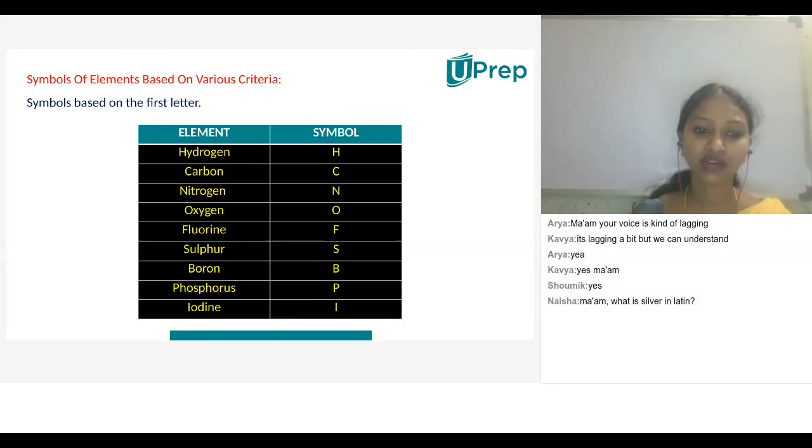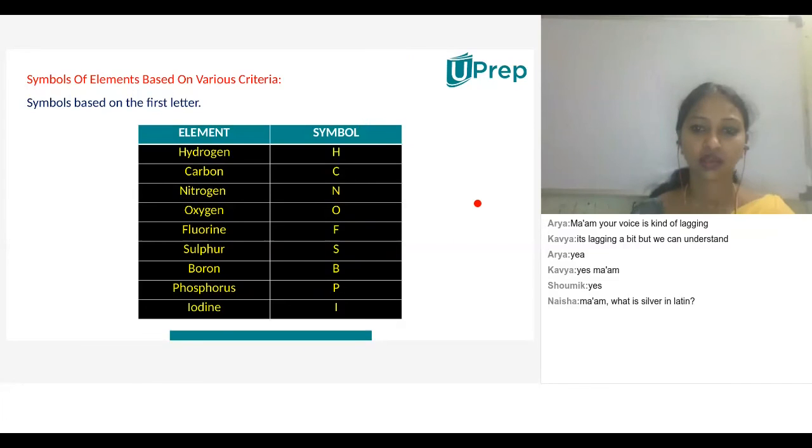the Latin name. What is the Latin name of silver, dear? We discussed it in the last session. Argentum, symbol Ag. I'll show you, dear. We are going to see about the symbols, that's why you can check it.